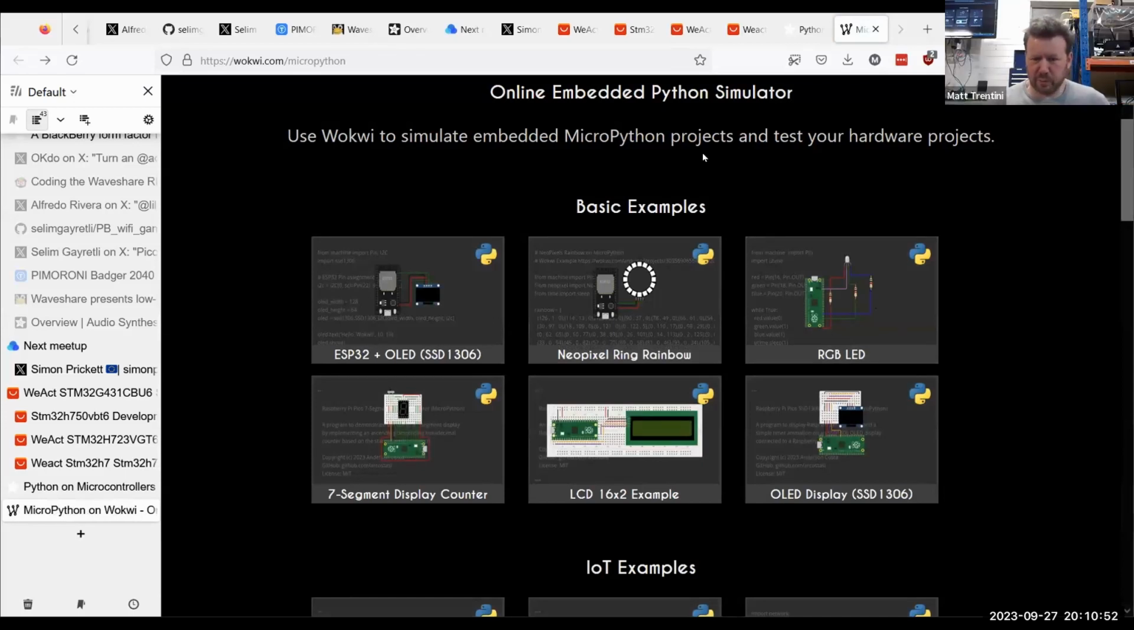Yuri, the creator of Wokwi, has given a few talks on the innards of it. It's worth having a listen. It's very interesting, especially how he reverse engineered the Wi-Fi side of things as well. So you can actually make Wi-Fi calls from your ESP32 simulated device, and it actually pops out from the browser and reaches out.